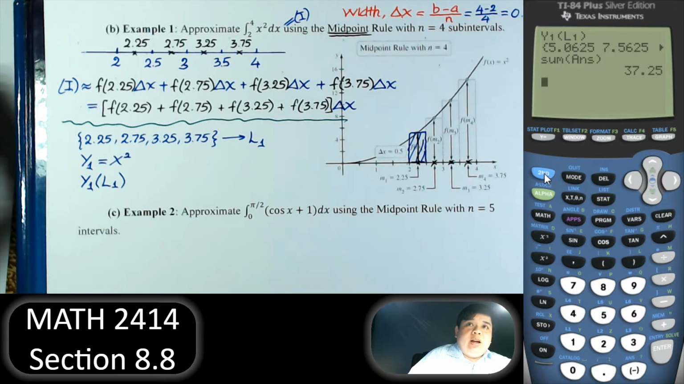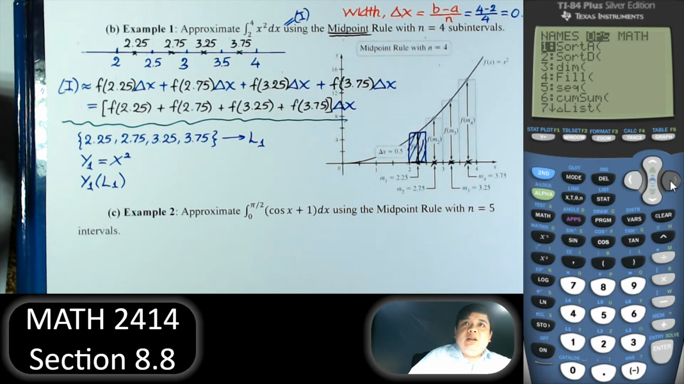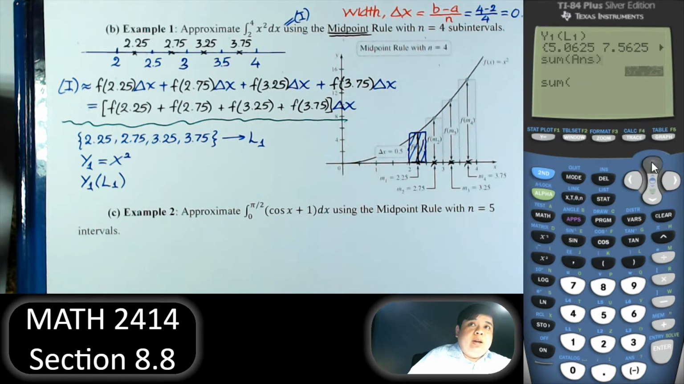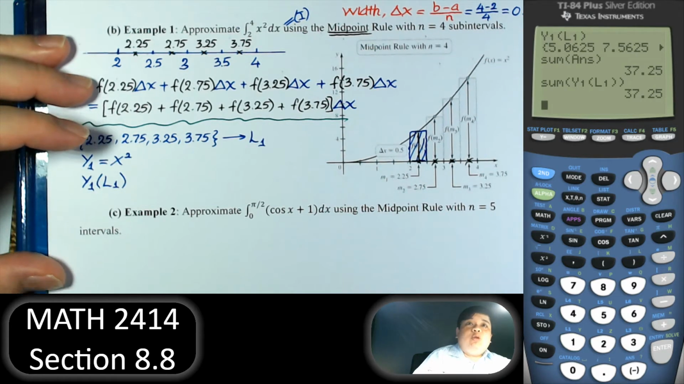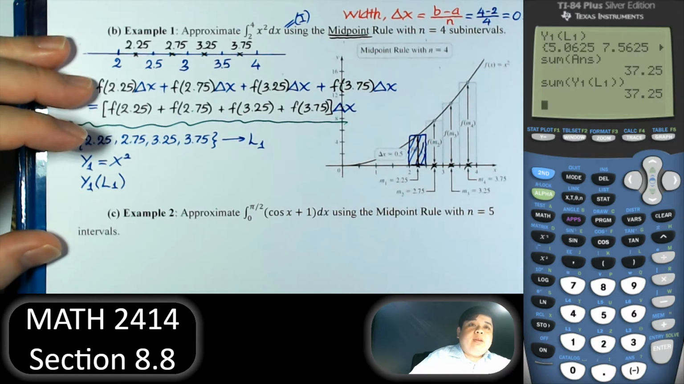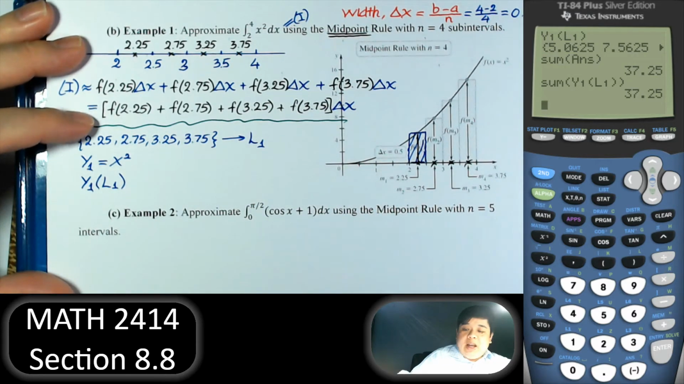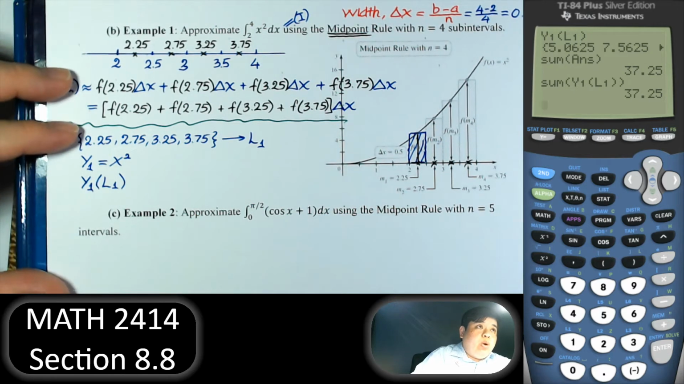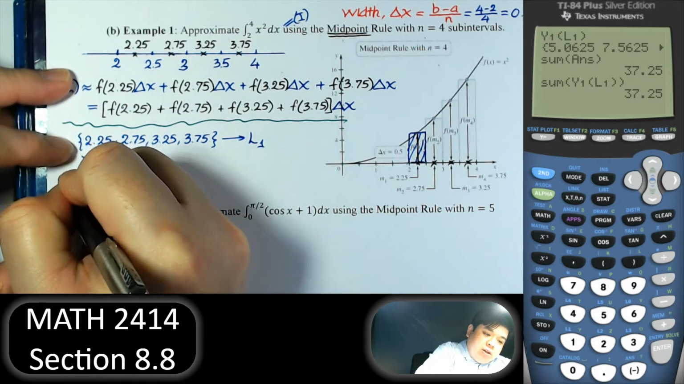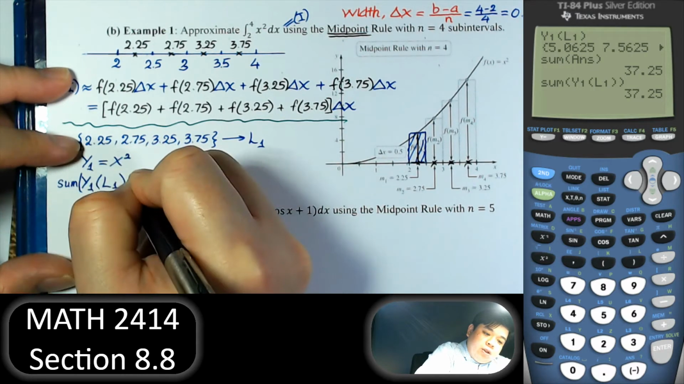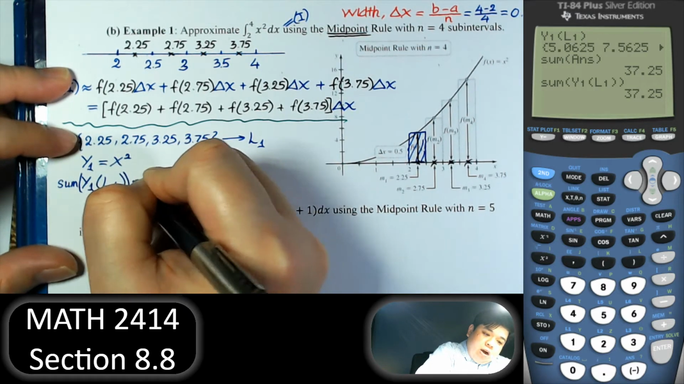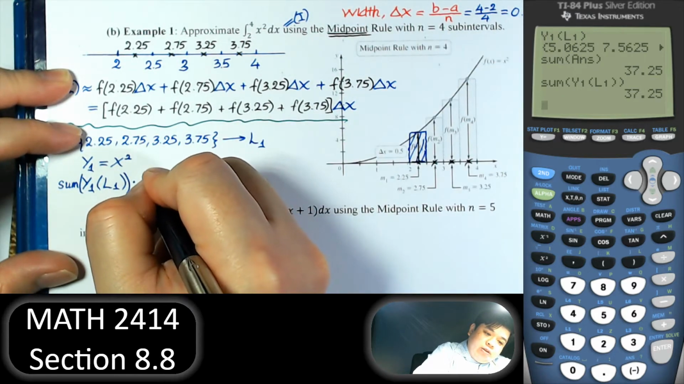Another way to do this is, again, second stat. Go to math, option number 5. If your calculator allows you to move up, then we just say we're going to add all of them up. That is 37.25. And that gives us everything in the parentheses here. And at the end, we multiply by delta x. So we can do that, or we're just going to do the summation of that, and then multiply by delta x, which is 0.5.